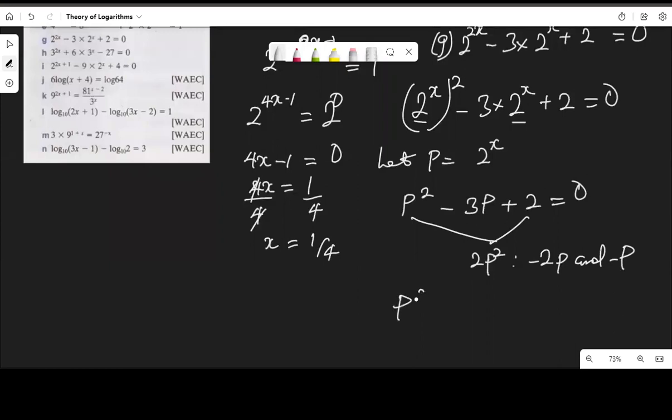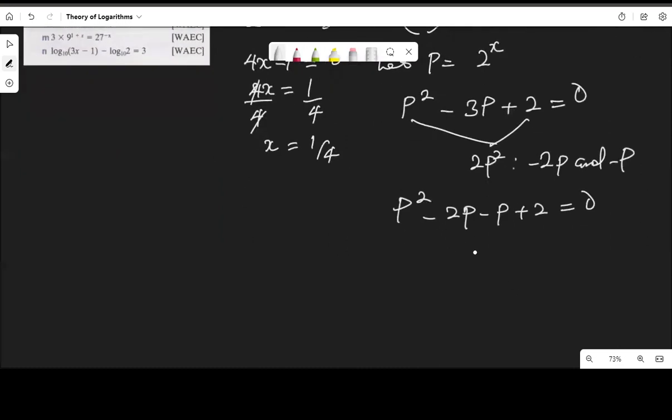Now that I know the factors, I'll replace this middle term with the factors, so that I have p squared minus 2p minus p plus 2 equal to 0. Now if I group this 2 by 2, that is p squared minus 2p, minus p minus 2. This plus changes to minus because I introduce a bracket. Now p is common there. So p minus 2. Here 1 is common.